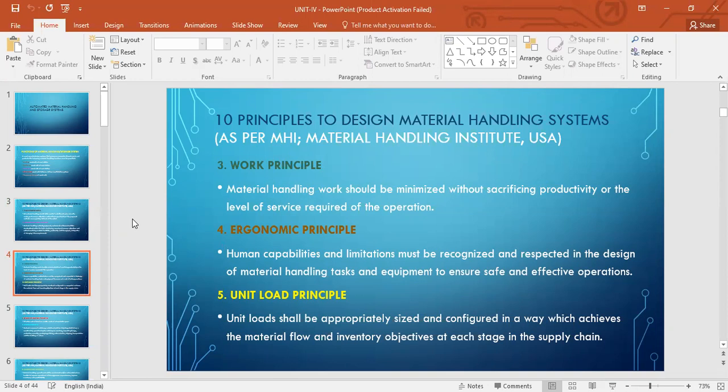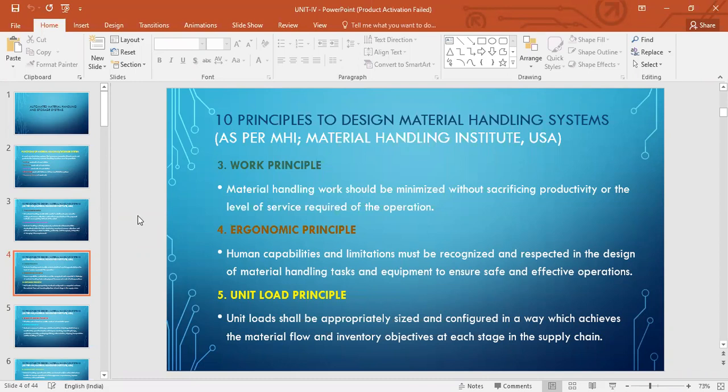We talked about this strategy, right? Combine operations. So you have to minimize the work that you're doing so that you can save on power and the time also. That is the basic thing that we are trying to minimize, to be able to do it efficiently within a lesser amount of time. That is why we are saying without sacrificing productivity or the level of service required of the operation. So it should not be too much simplified, right?